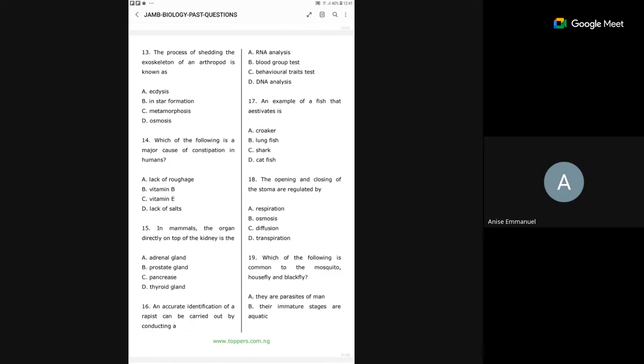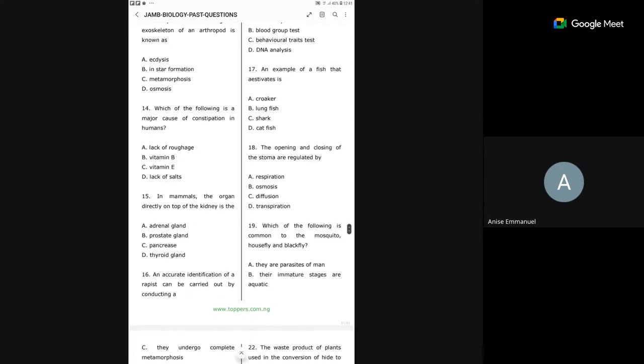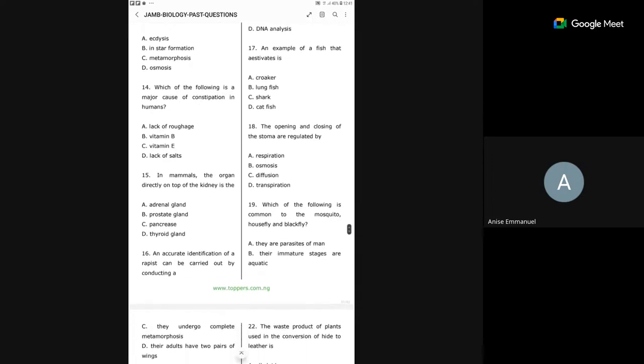It estivates. Number 18, the opening and closing of the stomach are regulated by what? Opening and closing of the stomach are regulated by what?